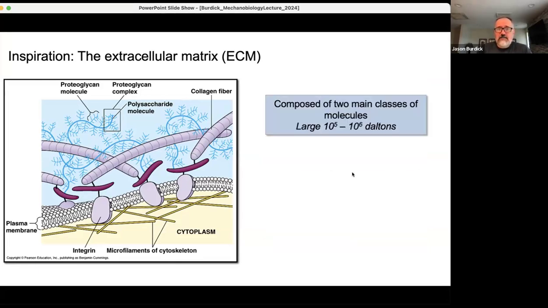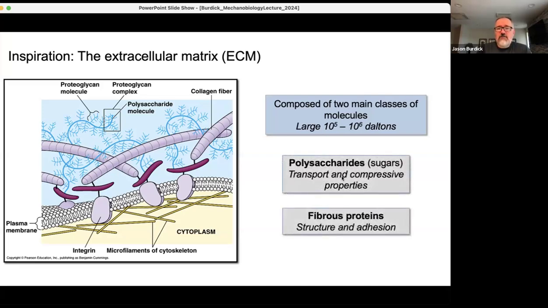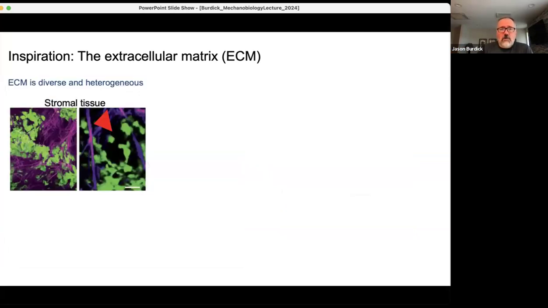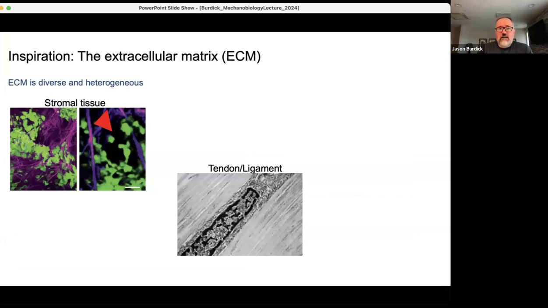If you look at some of the details, again, there's two main classes that I've already mentioned, the fibrous proteins like collagens that provide a lot of the structure and adhesion, and then the sugars like polysaccharides that often are kind of that swollen component to the ECM. So a lot of diffusion of different molecules, and also things like compressive properties as they can resist compression, often due to the charges that are present on the sugars. So there's lots of, again, different structures. It's very diverse and heterogeneous. And here's just a few examples.